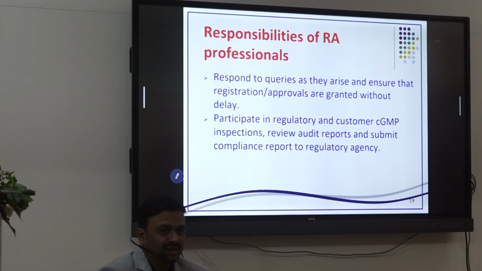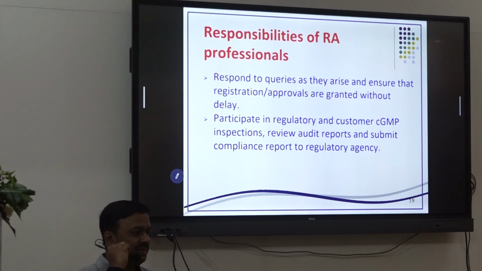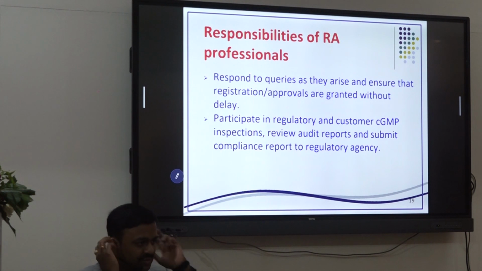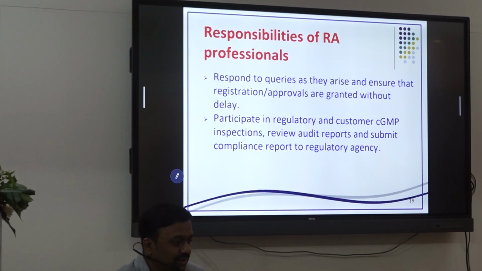Again, you have to think through CGMP audits and inspection guidelines, what exactly must have happened. You have to coordinate with the R&D level as well. So getting things done is again part of the responsibility of the regulatory affairs function. Participate in regulatory, customer, and CGMP inspections, review audit reports, and submit compliance reports to regulatory agencies.